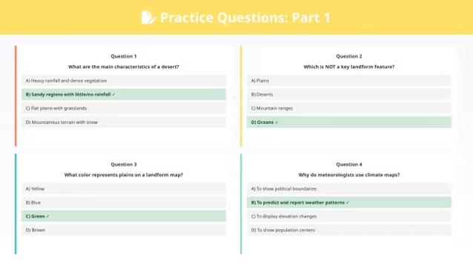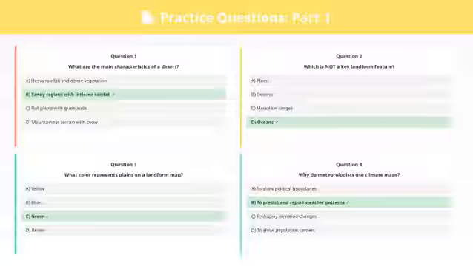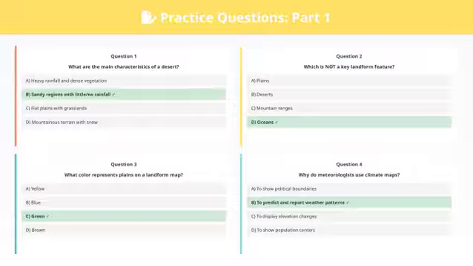Finally, why do meteorologists use climate maps? The correct answer is B, to predict and report weather patterns. Climate maps are essential tools that help meteorologists analyze long-term weather trends and patterns, enabling accurate forecasting and better understanding of regional climates. All these questions tie back to the main theme: understanding Earth's physical features and climate, which is fundamental for comprehending our environment.